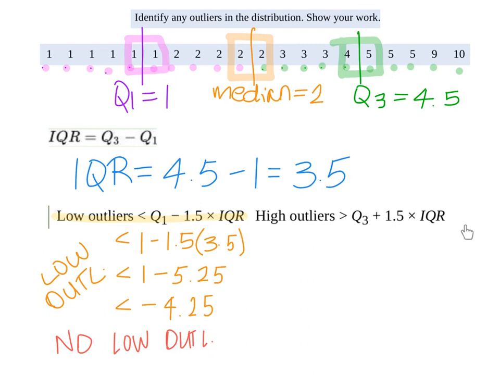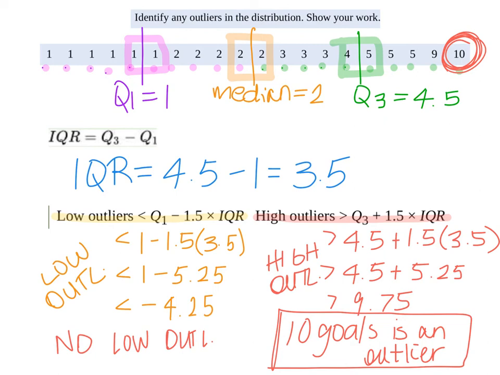So let's do the same over here with addition for high outliers and see if we got any of those. Spoiler alert, I think we've established that we do, but let's mathematically prove this. So doing the algebra over here, 1.5 times 3.5, that's still 5.25, but I'm going to add my Q3 to that, and I get 9.75. Are there any goals that are greater than 9.75? There's one, 10. So 10 is my only outlier. Not 9, only 10.